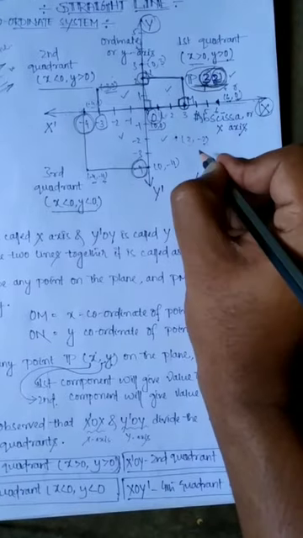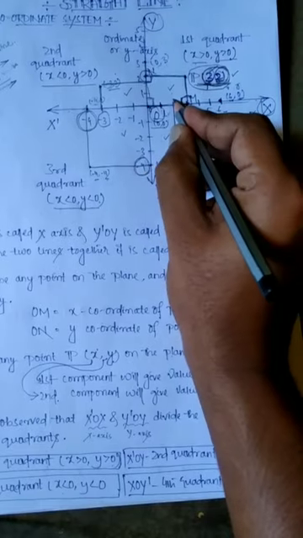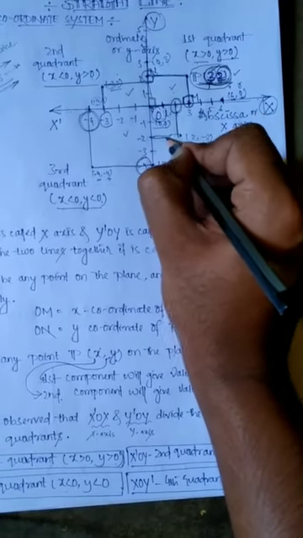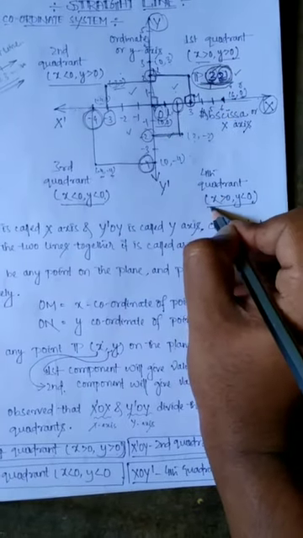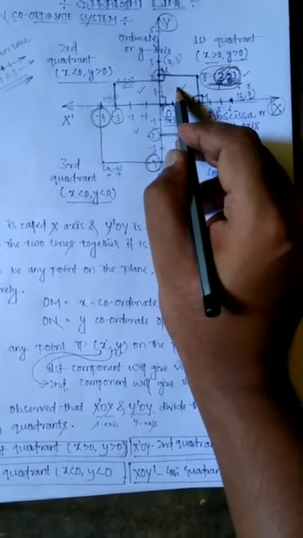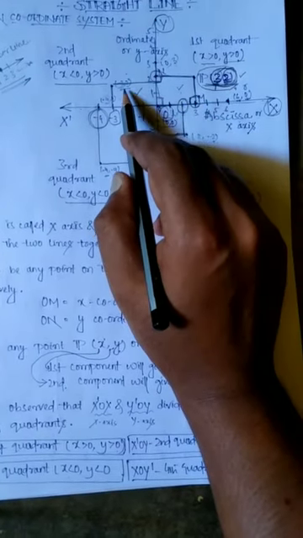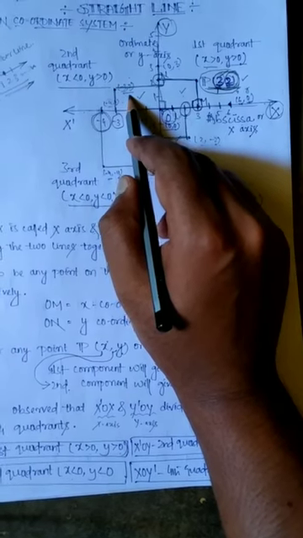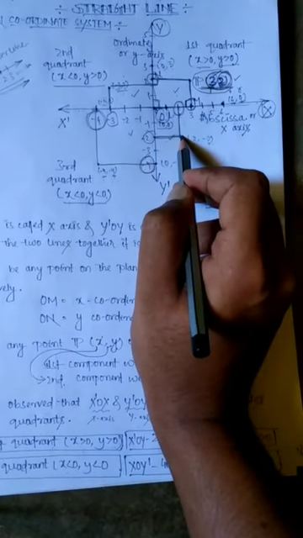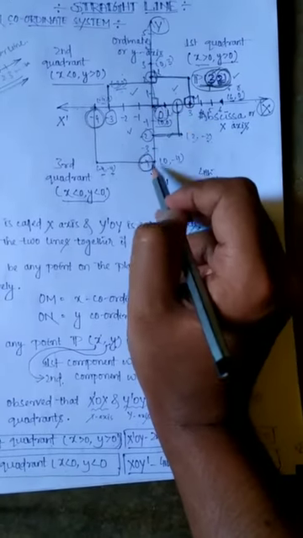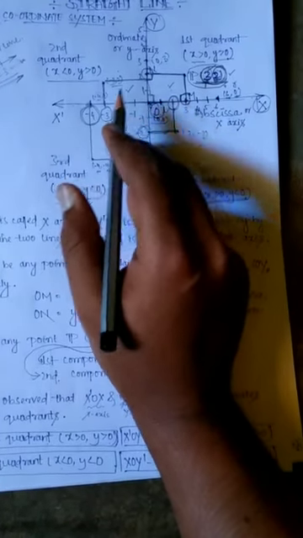If a point is present here, then the corresponding x value is positive and the corresponding y value is negative. So here x is greater than 0 and y is less than 0. In the first quadrant both are positive, x as well as y. In the second quadrant x is less than 0, y is greater than 0. In the third quadrant x is less than 0, y is also less than 0. In the fourth quadrant x is greater than 0 and y is less than 0. So this is all about the four quadrants.